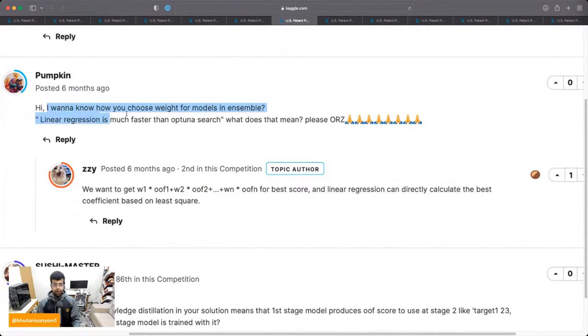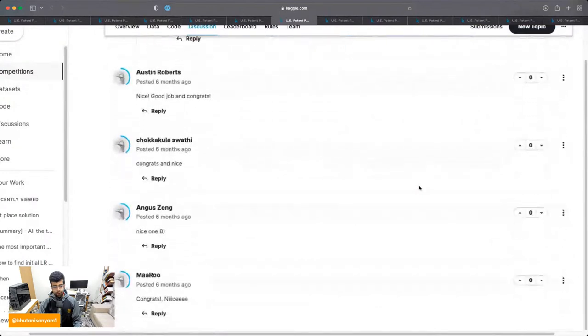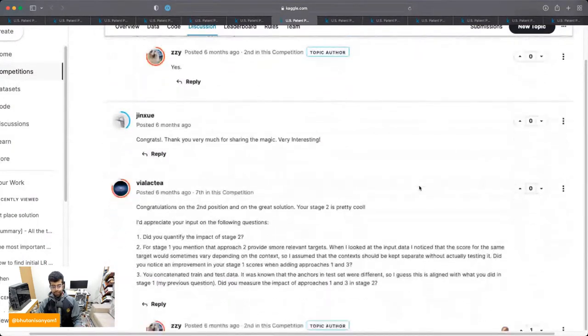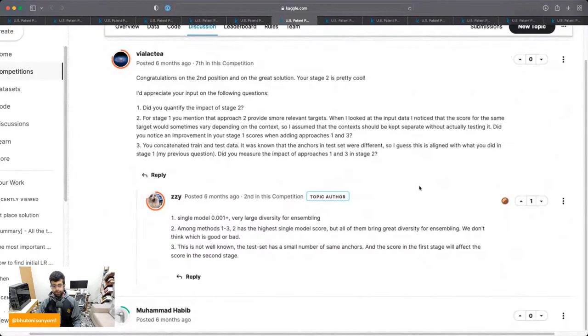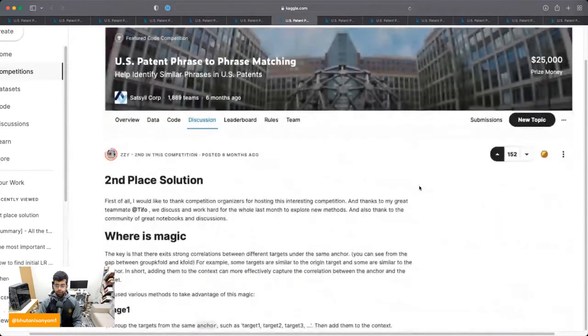So there's a question about how they chose the weights for the ensemble. The comment from the write-up is that linear regression is much faster than Optuna search. And the response by the topic author was that he wanted to get the weights for the best score, and linear regression can directly calculate the best coefficient based on least squares. So instead of using Optuna, they simply used linear regression. I think that's all for the second place solution.